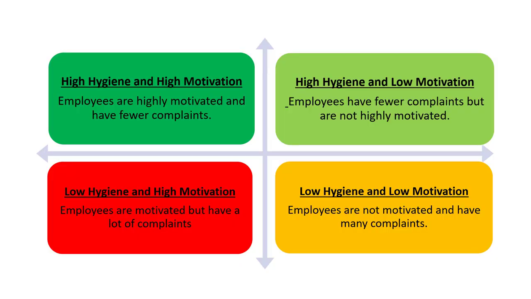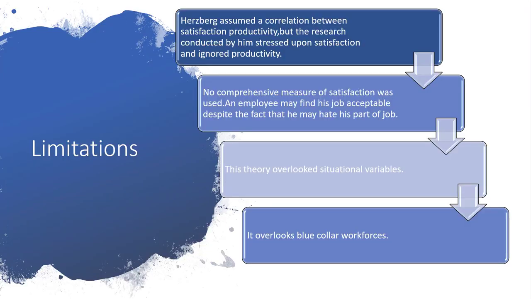Now let's see what the limitations of this theory are. Herzberg assumed a correlation between satisfaction and productivity, but in the research there is nothing spoken about productivity. It has been completely ignored and the major stress has been put on the two factors and the satisfaction and dissatisfaction concept. No comprehensive measure of satisfaction was used. An employee sometimes may find his job acceptable despite the fact that he may hate his part of the job. So nothing with clarity was spoken about this issue. This theory also overlooked situational variables and it overlooked the blue-collar workforce.